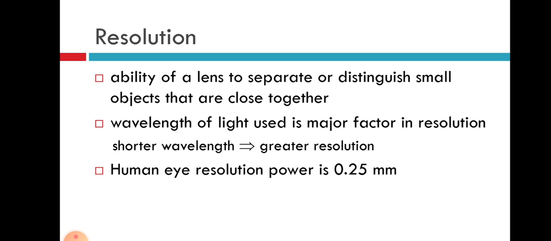The next important point in the bright field microscope is resolution power. It is the ability of a lens to separate or distinguish small objects that are close together. Wavelength of light used is the major factor in resolution. Shorter wavelength gives greater resolution. Human eye resolution power is 0.25 millimeters.